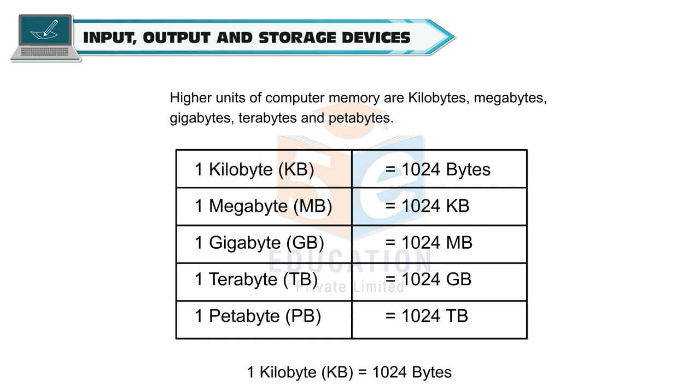1 kilobyte or KB is equal to 1024 bytes. 1 megabyte or MB is equal to 1024 kilobytes. 1 gigabyte or GB is equal to 1024 megabytes. 1 terabyte or TB is equal to 1024 gigabytes. 1 petabyte or PB is equal to 1024 terabytes.